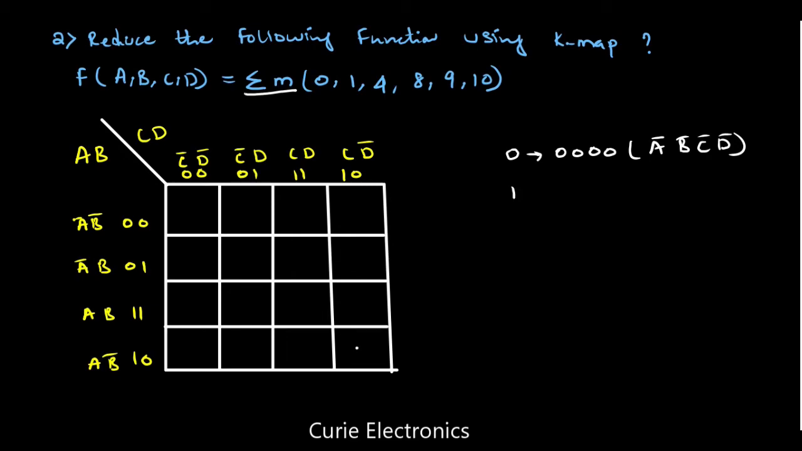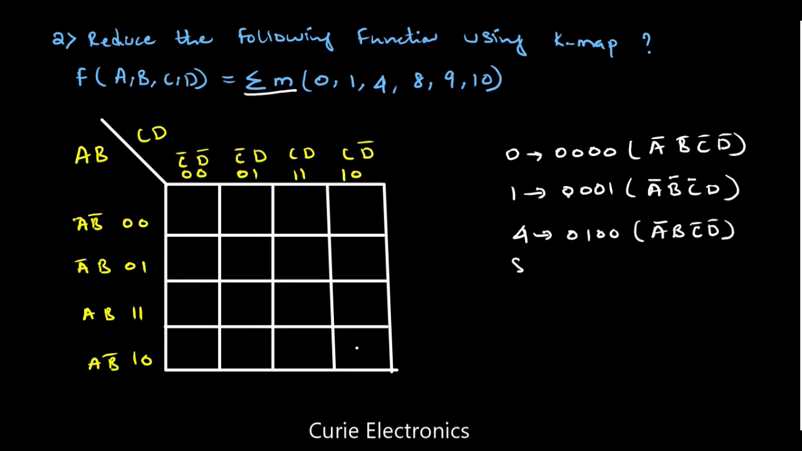Next is what is the number given? 1. 0 and 1 means 0, 0, 0, 1. That is A bar, B bar, C bar, D. Next is 4. 0, 1, 0, 0. So how do you write? A bar... Oh, these all are bar. I made a mistake here. Let me correct it. It's just D. So A bar, B, C bar, D bar.